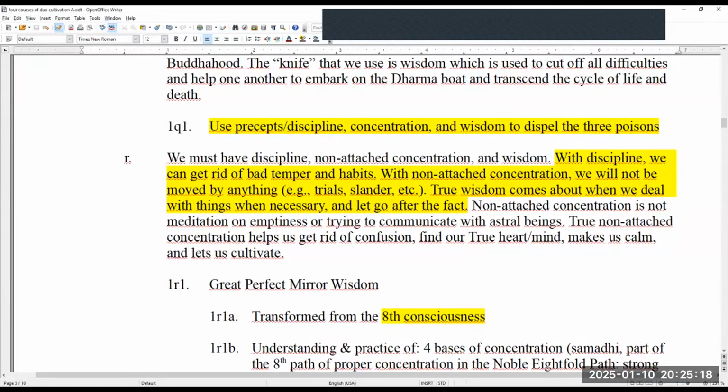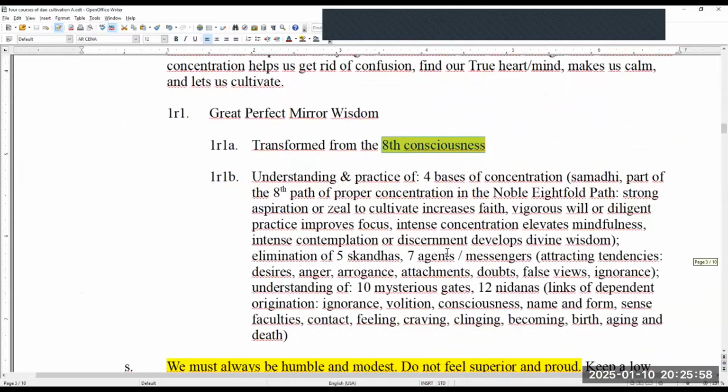And then true wisdom comes about when we deal with things when necessary and let go of them. It means that true wisdom is part of the non-attached concentration. So when you deal with aspects of life, and once you deal with that, then you let go of it, and don't keep it in your mind. And of course, that is associated with what we call the eighth consciousness. Again, I'll go to that near the end of the class.